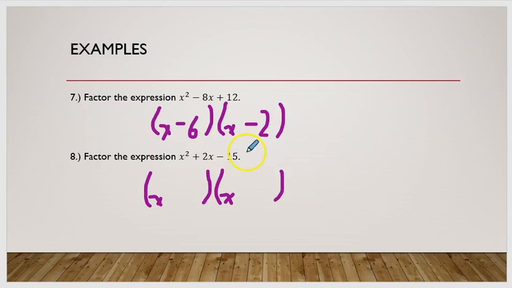Here again, I need to pick two numbers that multiply to the last number. So a negative, that means I'm going to have one plus and one minus this time. And then I need those numbers to add up to a +2. So I'm going to pick +5 and -3, because if you multiply those numbers together, you get -15, but if you add those numbers together, you get a +2.